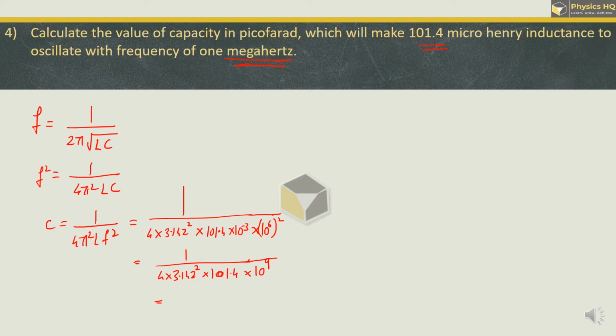Once we solve this, we will get the answer to be around 249.7 picofarad. Pico is 10 raised to minus 12. Hope you all understood this. Let us check out the next sum.